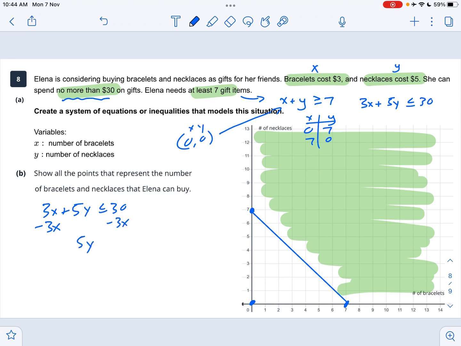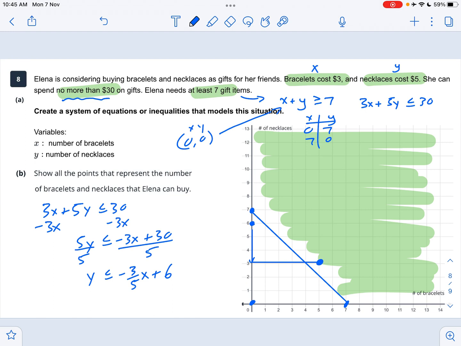Start by moving the 3x over, and then I'm going to divide by 5, divide by 5. So y is less than or equal to negative 3 over 5x plus 6. So it's going to be crossing at 6, there. And the slope is negative 3/5. So I would go down 3 and over 5. So that's going to put me right there.